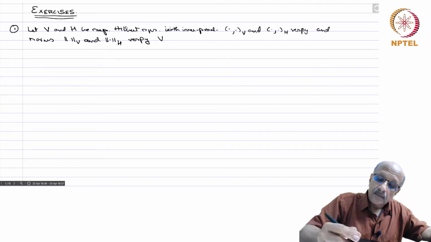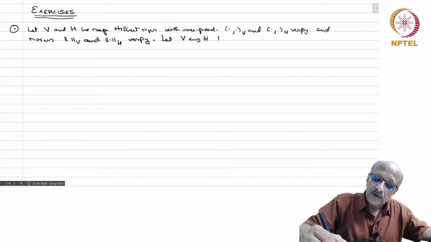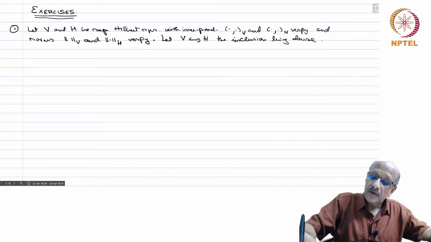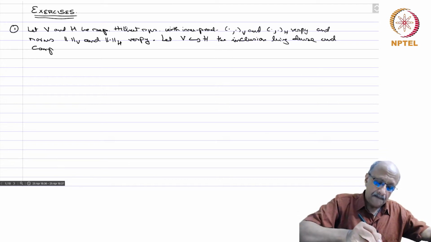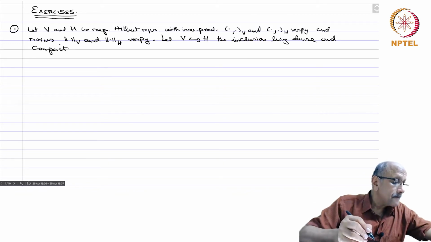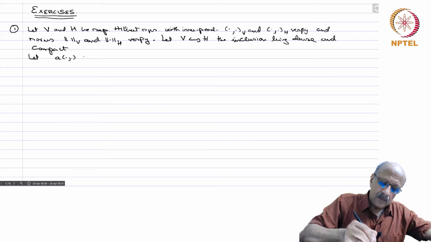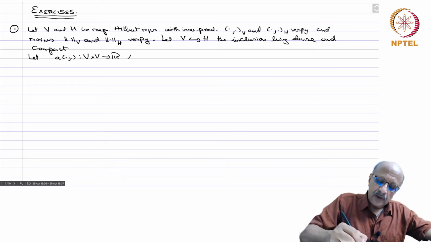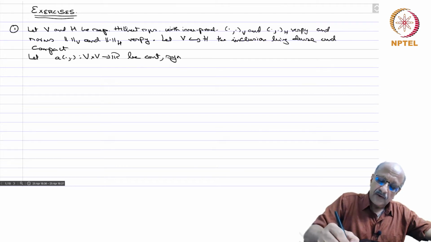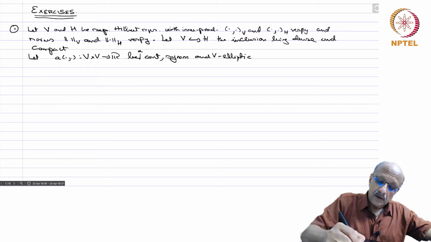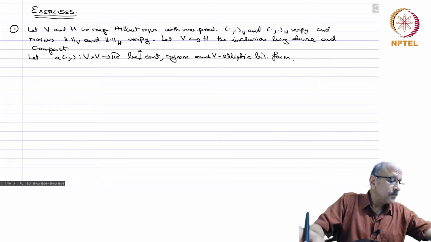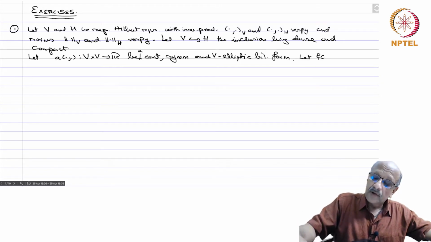Let V have a continuous inclusion in H, the inclusion being dense and compact. Let A from V cross V to R be a continuous, symmetric and V-elliptic bilinear form. Let F belong to H.